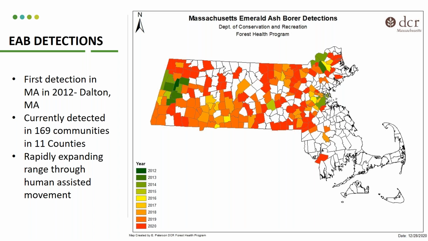Just in 2020 alone, we found it in 70 new communities. And since this map was created, my team's been out there following up on reports and doing their own surveys. The winter is a great time to be able to find emerald ash borer damage, and I think they've already added 5 or 6 new towns to this map. So we're always finding it in new areas. It's well established throughout our state at this point.